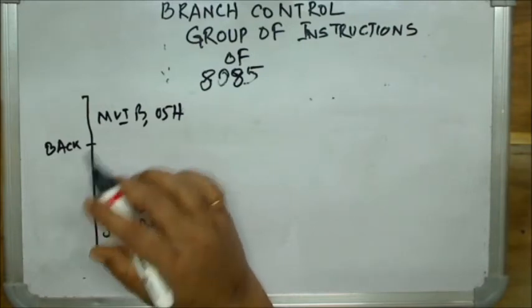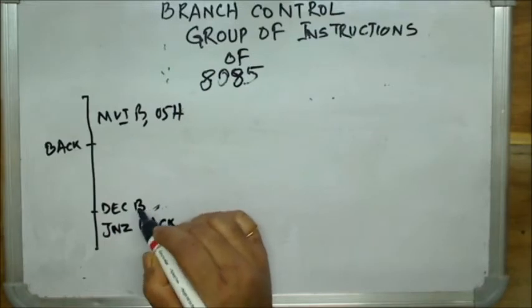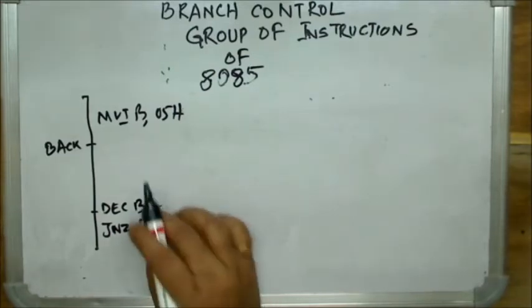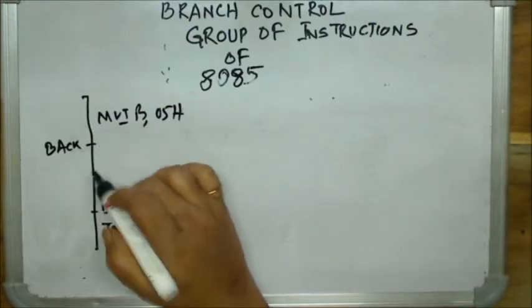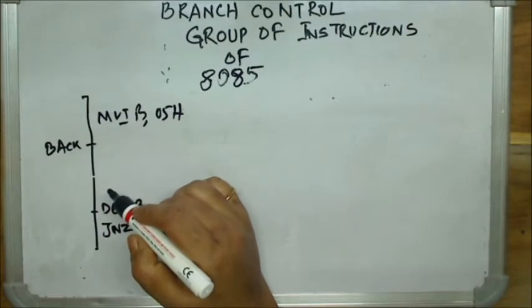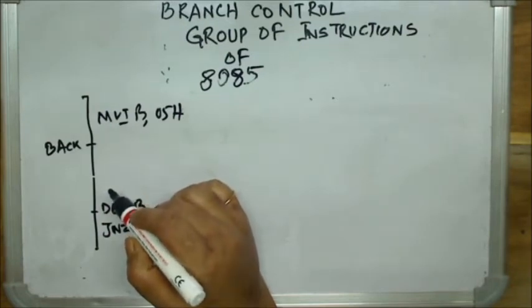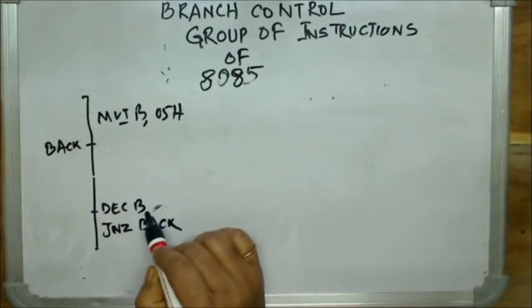Okay, did you understand my point? Did you understand my question? Do you have to write the instruction at the end, or can you write it anywhere inside the loop? Okay, the answer is it has to be written at the end of the loop.